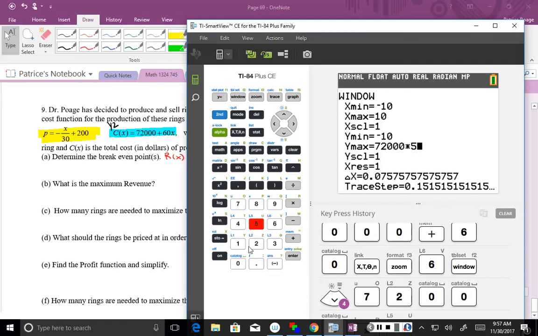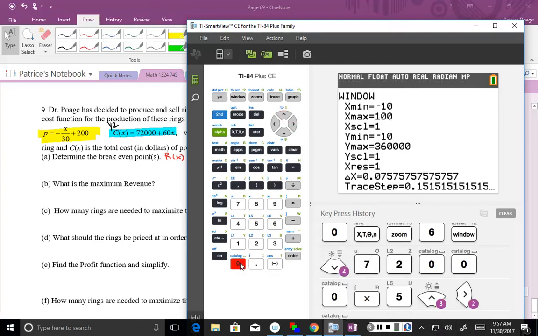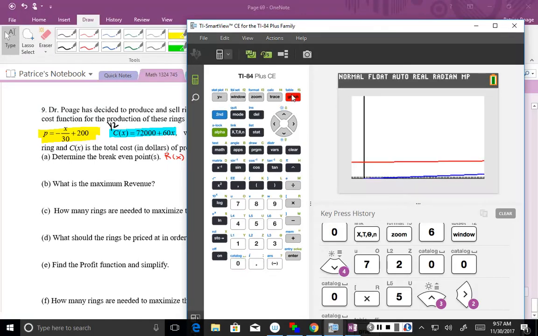It might not be perfect, but it'll give me a good guess of where to start. And then for my x-max, I have no idea where to start, so I just add a 0 and see what that does for me. And I'm going to hit graph. Boom. So I see them way at the bottom of my screen, which tells me my y-max is plenty fine, but my x-max needs to be a lot bigger because they almost look parallel.